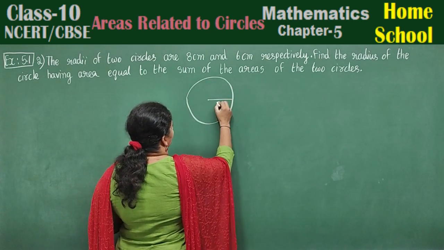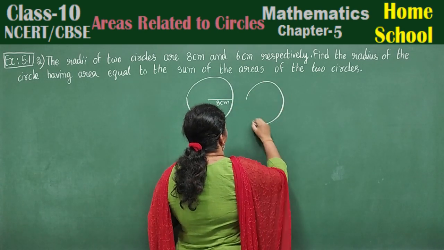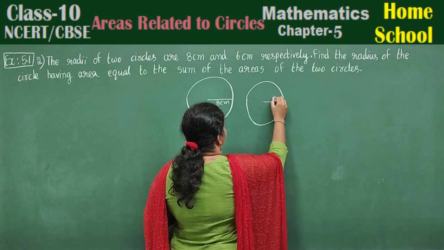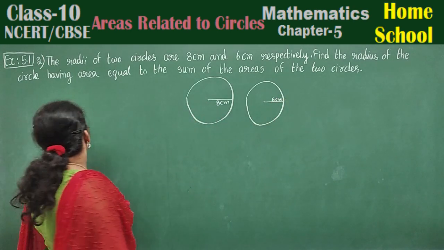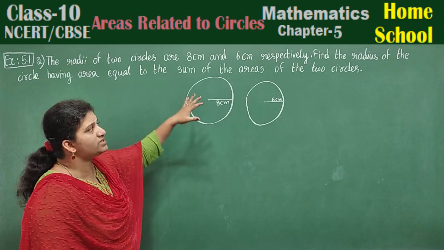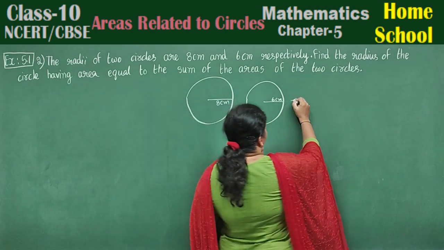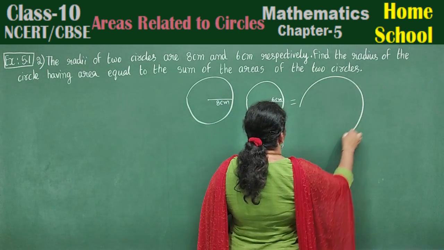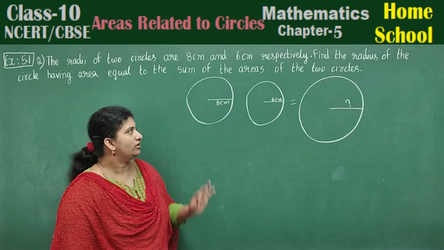8 centimeters radii and another circle having radii 6 centimeters. Find the radius of a circle having area equal to the sum of the areas of the two circles. Again, one more circle we are going to draw. Find the radius of this circle is your question.